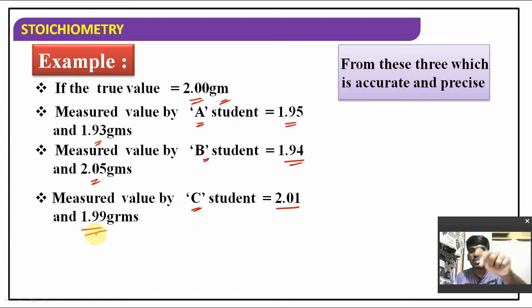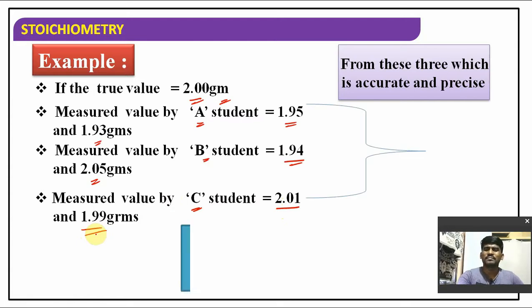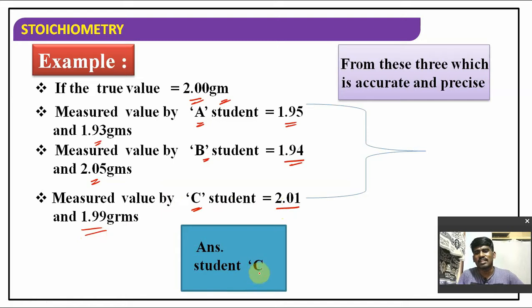Can you tell me? Post it in the live chat. Who is accurate or precise? Who is accurate and precise? In another way, who is precise, very close to the accurate value? Obviously the answer is student C. From these three, which is accurate and precise? C. 2.01 and 1.99 are close to 2.00 grams. But the others, 1.94 and 2.05, are far away, and 1.95 and 1.93 are also far away.